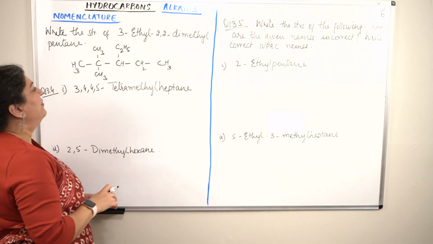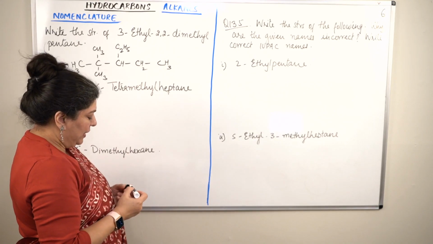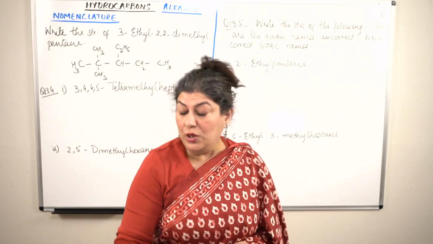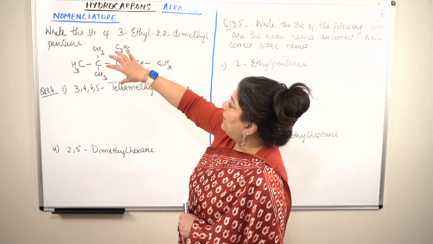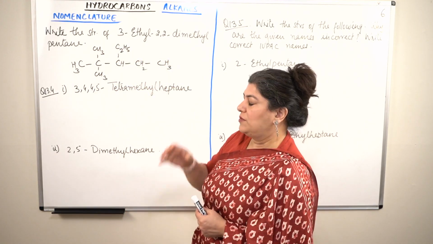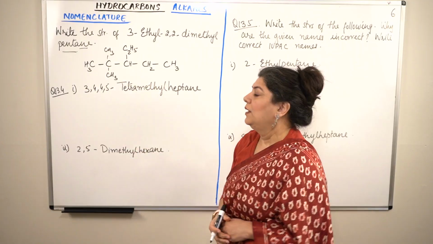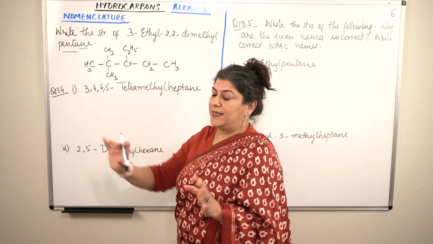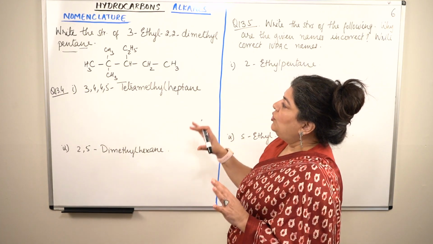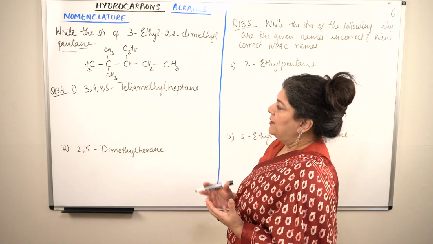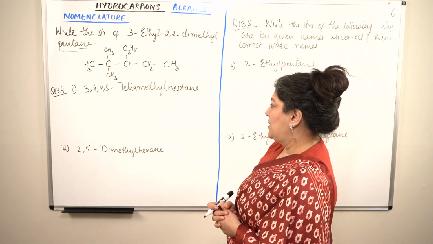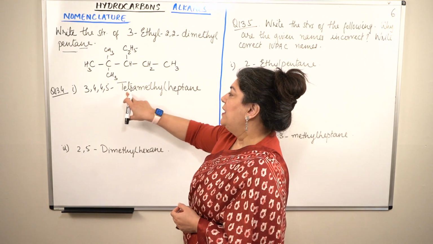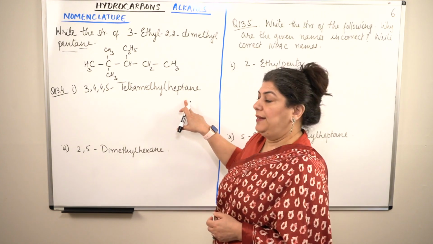So in this way, we fill up the hydrogens, and by filling up the hydrogens, we get the complete structure of the compound. So that is how we'll write the complete structure of the compound. Now this is question 13.4. It's the solved example of your textbook. So, using the same logic or the same method, let us now write down the structures of these compounds. The compound is 3,4,4,5-tetramethylheptane.